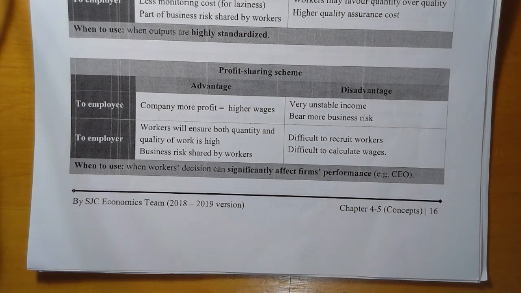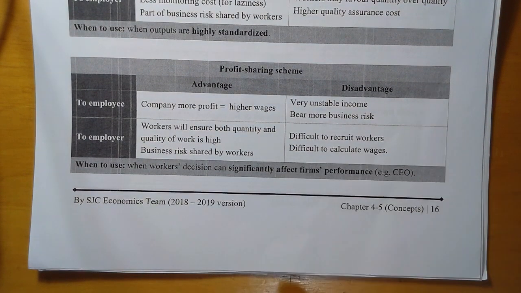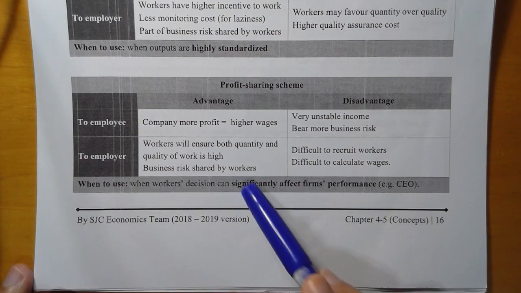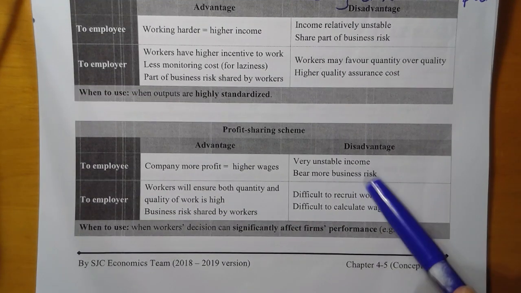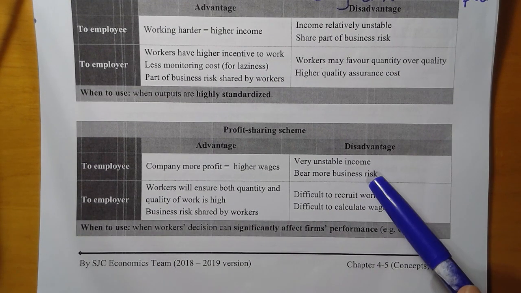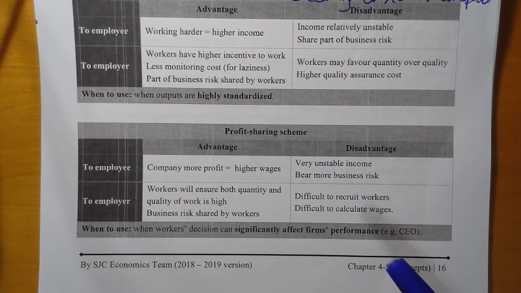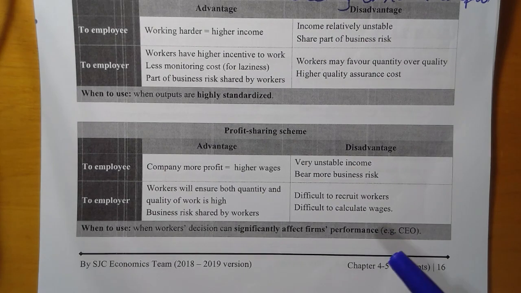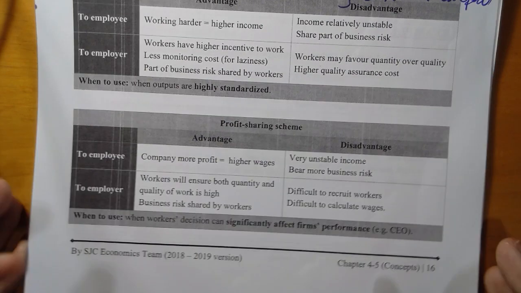Now, to the employer, 有咩好處啊？即係唔使監工啦，both quality and quantity will automatically be assured. No need to monitor them. And business risk being shared by the workers. Of course, then the bad thing would be that you need to share the business risk, and you're quite difficult for the employer. Quite difficult to recruit workers, and very difficult to calculate wages as well. So this would be the 4 types of wage payment.